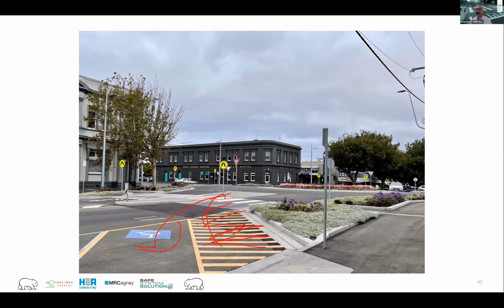Buffer should be on the right. Yeah, so that's because that's where the driver, if they are somebody in a wheelchair, gets out. Yes, it's a very good point.